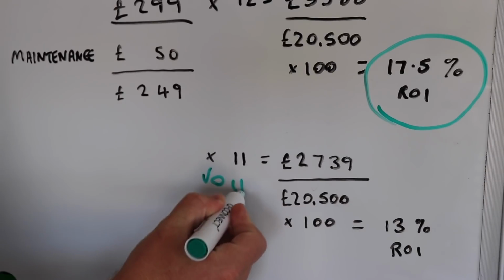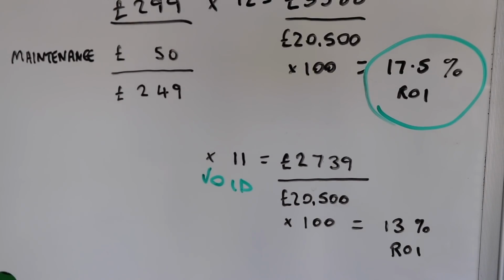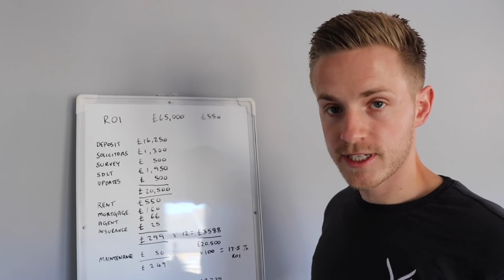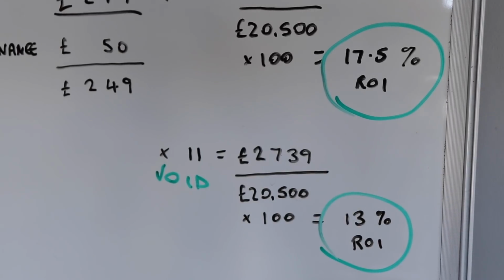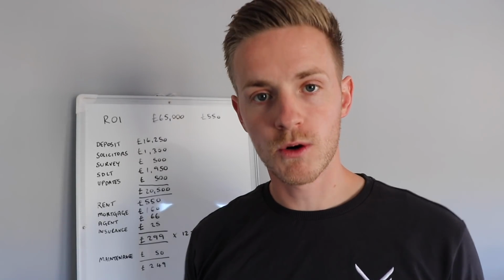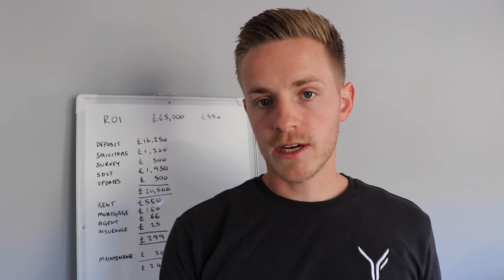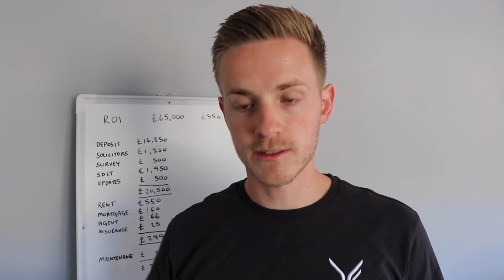And instead of the £3,500, that's now giving you £2,739 as your annual profit per year. I do the same calculation and it gives you a 13% ROI, which once you've deducted all of that is still a good ROI percentage when you compare it to other investments that are out there, and you may well have capital appreciation on your property as well.